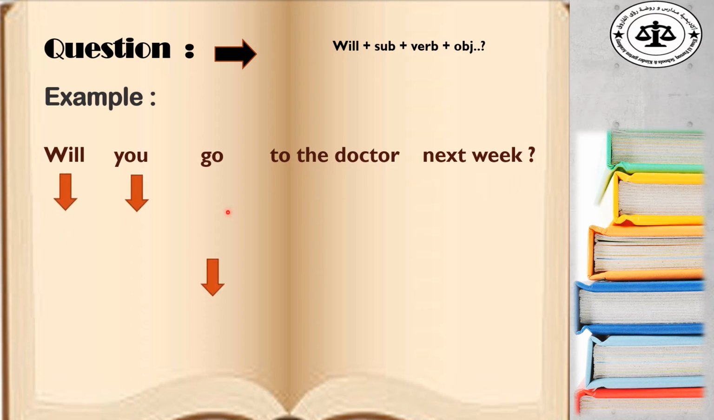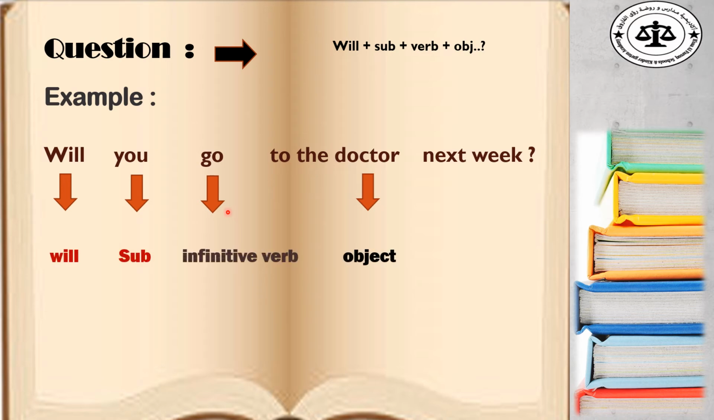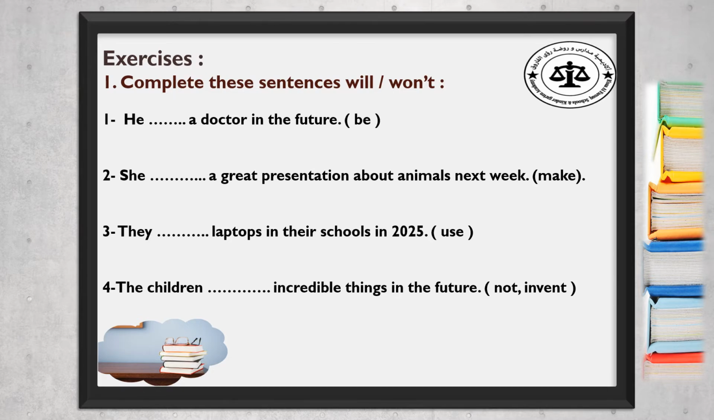So the form of will, if we want to make a question, is will plus subject plus infinitive verb plus the complement or object. We can answer the question: yes, I will, or no, I won't, or yes, I will go to the doctor next week. Full answer.